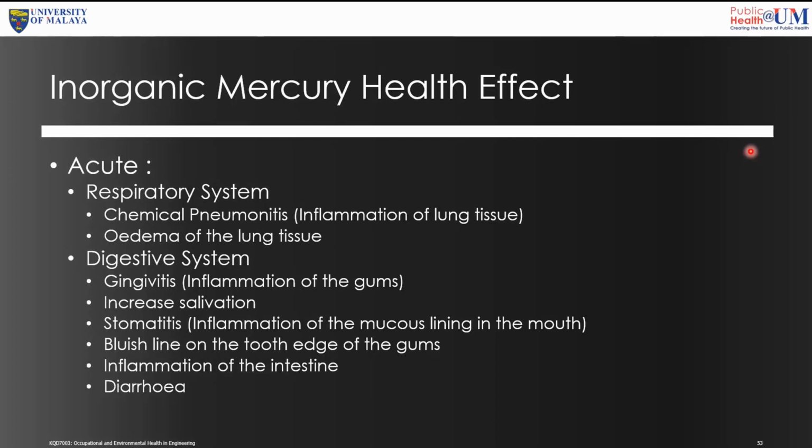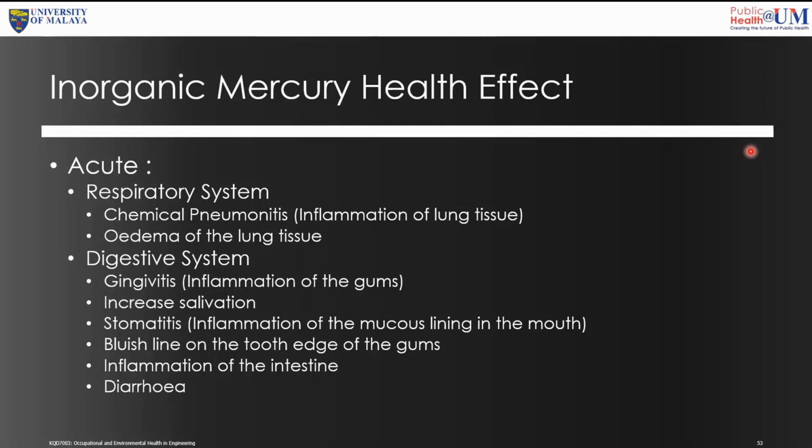So when you're exposed to mercury, mercury affects your respiratory system and also your digestive system. So you get what we call chemical pneumonitis, basically inflammation of lung tissue due to chemical exposure, and edema of the lung tissue. Because of the acute exposure to mercury, where mercury is the toxic agent and it is an irritant, it can cause chemical pneumonitis and edema of the lung tissue.